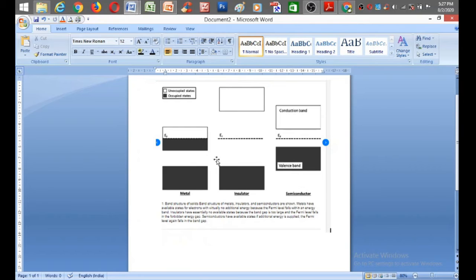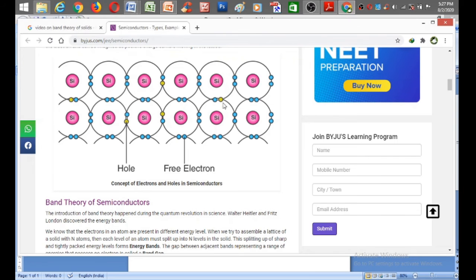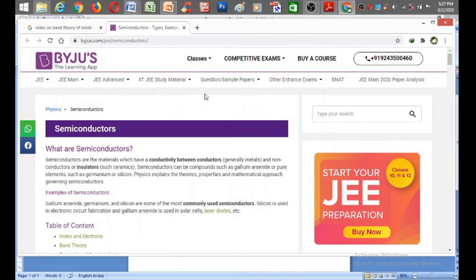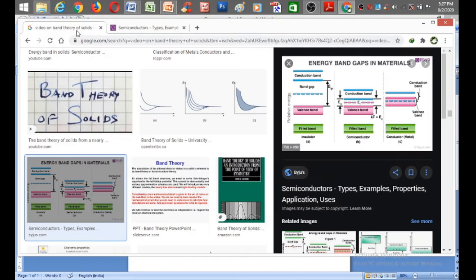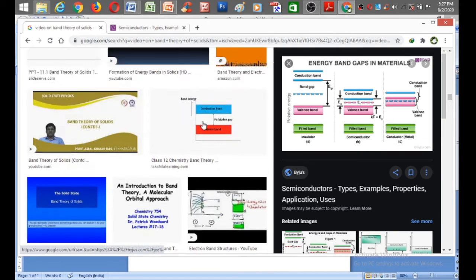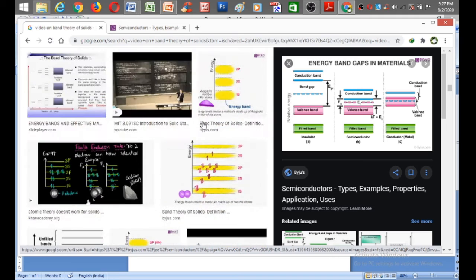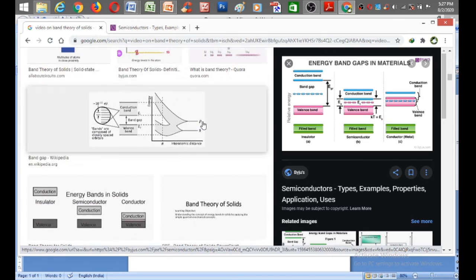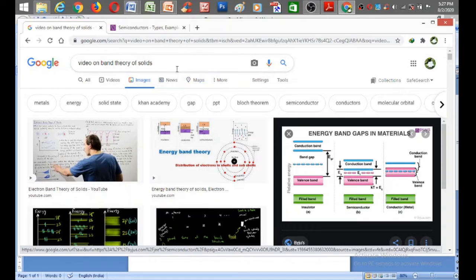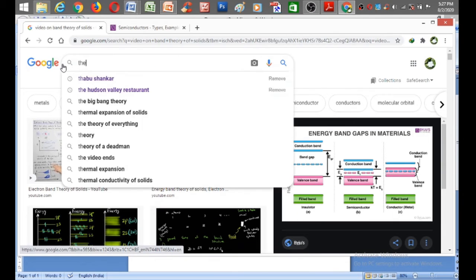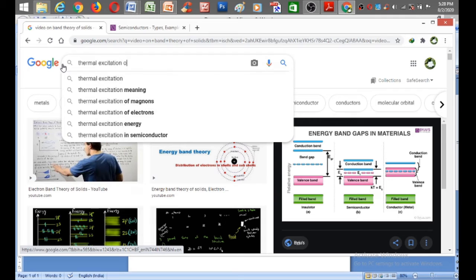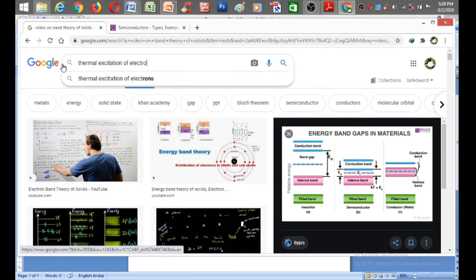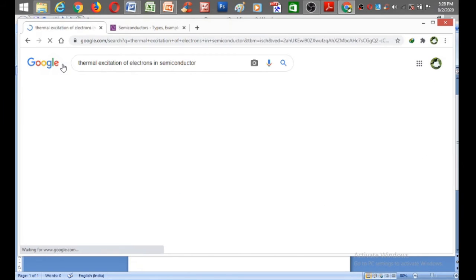One very important thing is that when we have a semiconductor at absolute zero, that is 0 Kelvin, it will act only as an insulator. If you see the thermal excitation of electrons in a semiconductor, you will have a better idea.